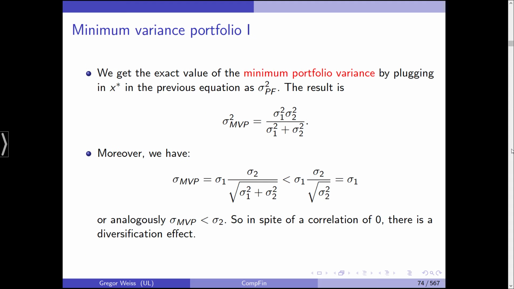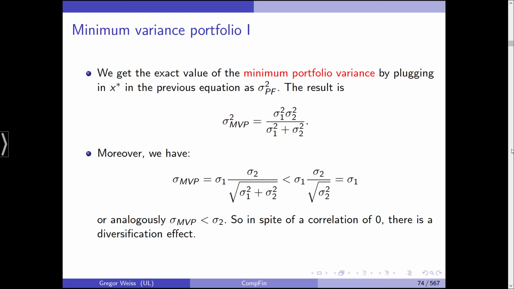Next, we get the exact value of the minimum portfolio variance by plugging x star into the equation for the portfolio variance. And this gives us the actual variance of the minimum variance portfolio. It doesn't necessarily have to be 0. It can be non-zero, but we can calculate it if we are given the volatilities or variances of the two constituent stocks and securities. So this is sigma 1 squared times sigma 2 squared divided by sigma 1 squared plus sigma 2 squared. If you take the square root, we get the volatility of the MVP.